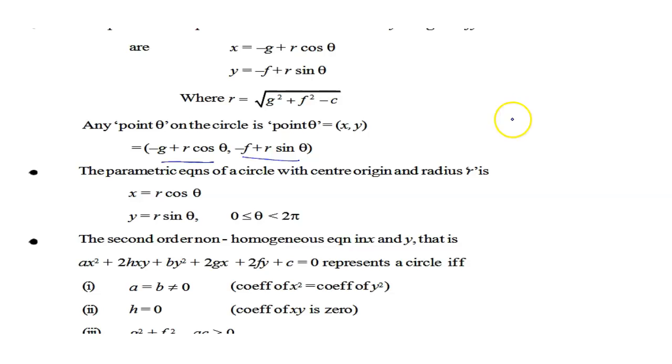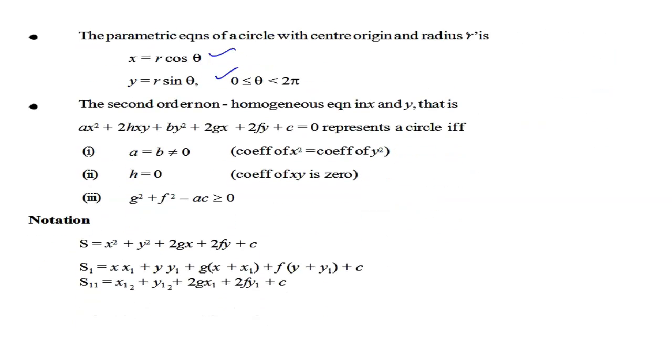If the center, which is (minus g, minus f), is at the origin, we can take g as 0, right? That goes to r cos theta, and f is also 0, that goes to r sin theta. So here we can take x is r cos theta and y is r sin theta.